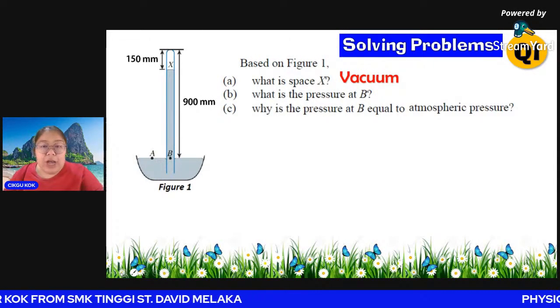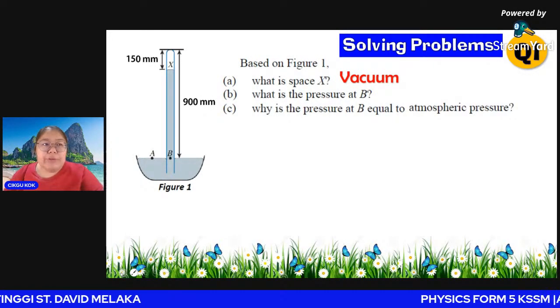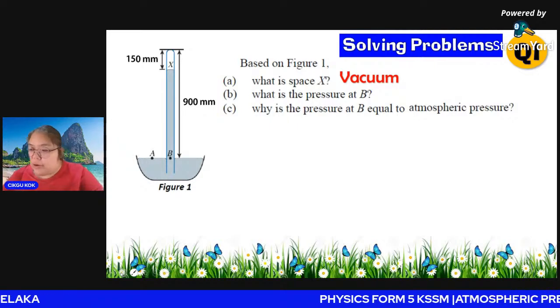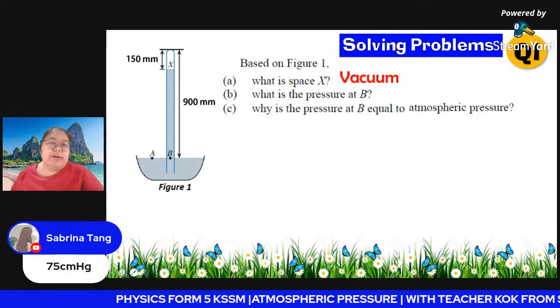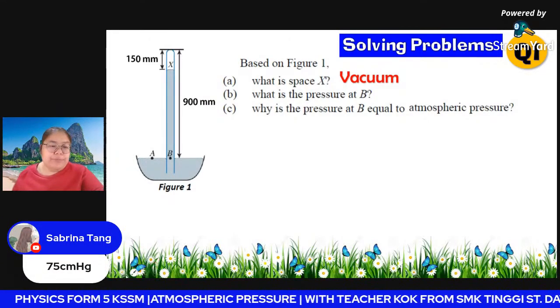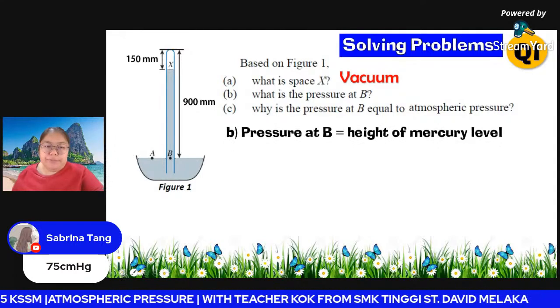Okay, so we're going to check. We show the calculation, then we prove whether Sabrina's answer is correct or not, and also whether Yiru's answer is correct or not. Okay, I will print 75 cm mercury, yeah? Okay, I show the calculation.